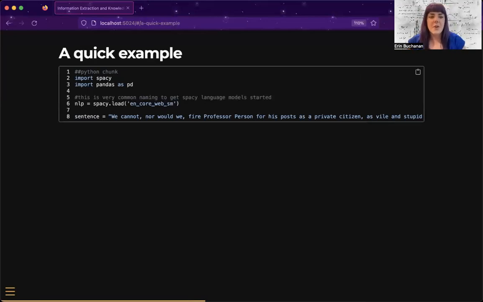So I've used this example before because it's just a really great one because it's a stupidly complex sentence. And so we're going to import spacy and pandas, and then we're going to load the English language module. And so the sentence comes from a big controversy that was going on with some academic, I don't even remember who, who said something unfortunate on Twitter. Okay? And the university issued this statement, not our university. This is not from Harrisburg. This is just one of those things I saw on Twitter. Okay. The university that person worked at said we cannot, nor would we fire Professor Person. Okay.